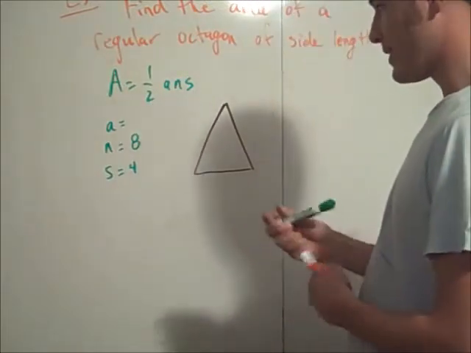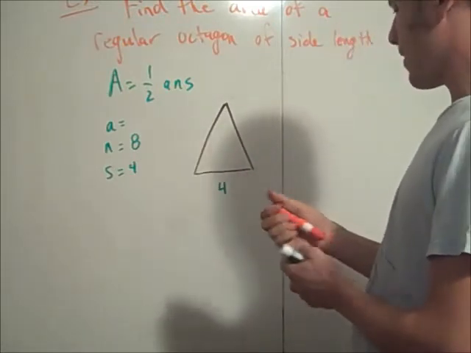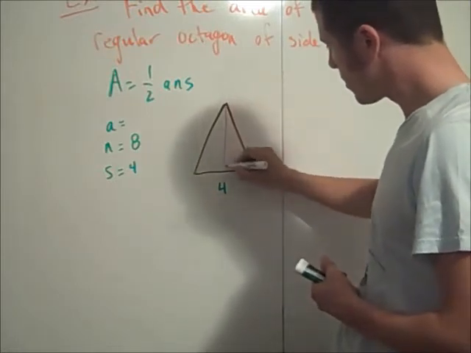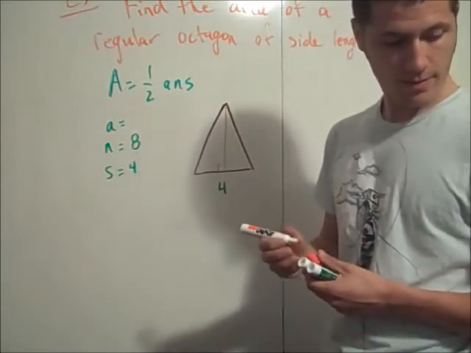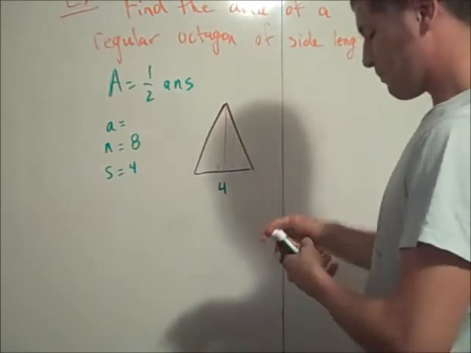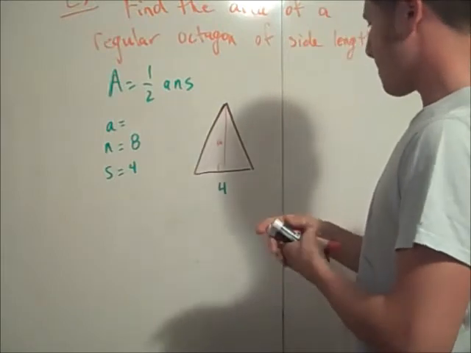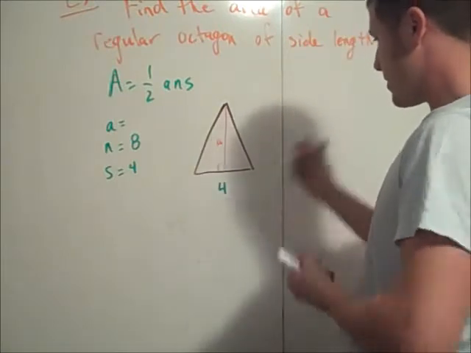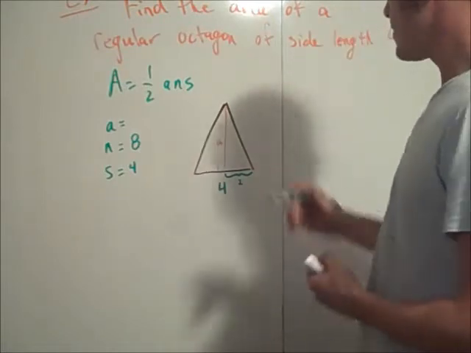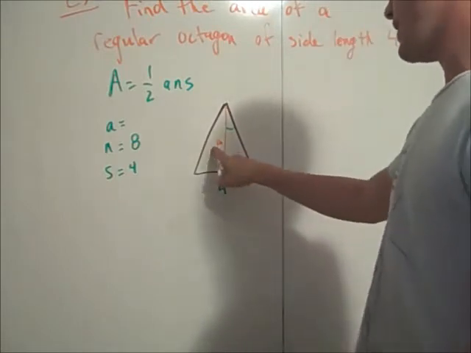And I know that the side length is 4. This is 4. So when I drop the apothem, it is here. So the apothem is here. I'll call it A. And now this is 2. And so if I can find this angle measure, then I'll be able to find A.